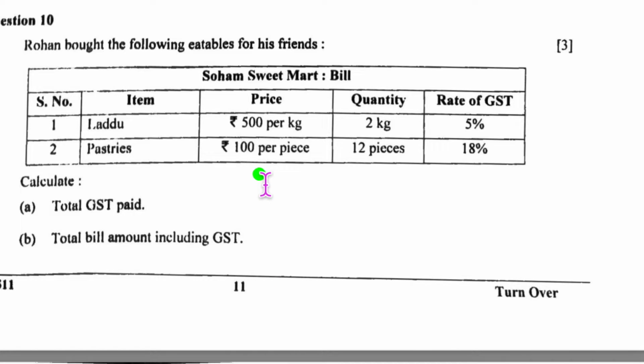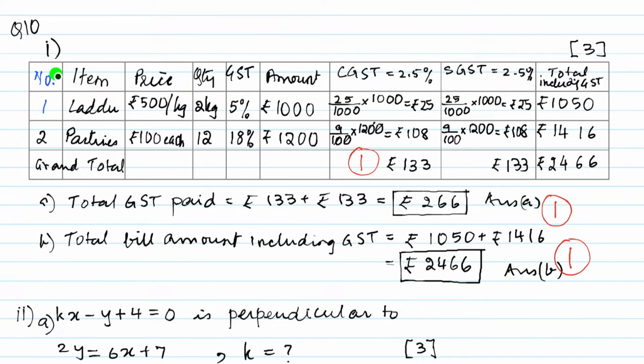Now there are various ways of doing this. You can either do this separately or you can write it in the form of a bill. Not a problem. I have written it like this. So this was the bill of Soham Sweet Mart. This is the serial number. The items were laddu and pastries. The price, rupees 500 per kg.